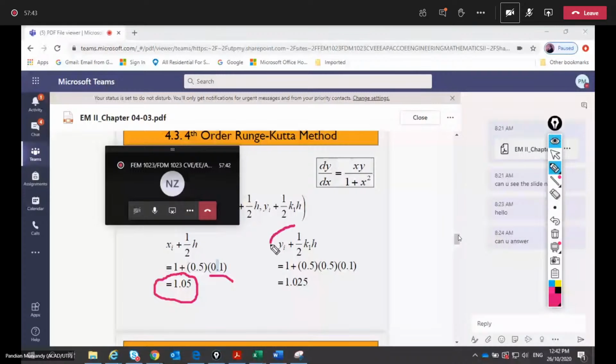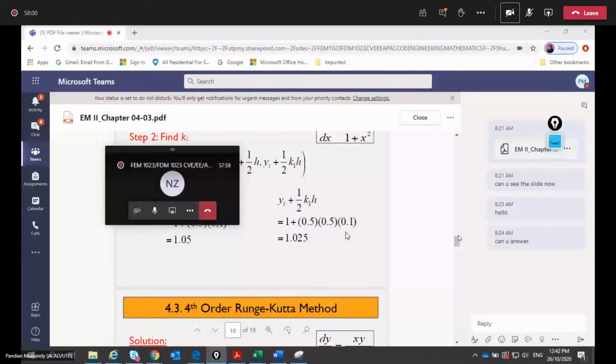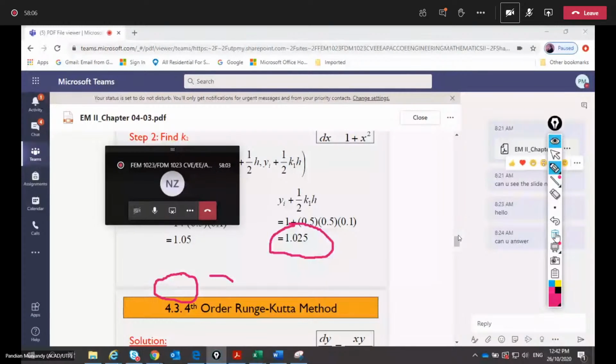And the new y, yi plus K1 h/2. So y naught is 1, half, K1 is 0.5, you already found. The K1, you take it from here. K1 is 0.5, h is 0.1. So now you take out your calculator and calculate, you get 1.025. This one maximum 3 digits. So it's okay, because sometimes we cannot get more than 3 digits because it stops there.